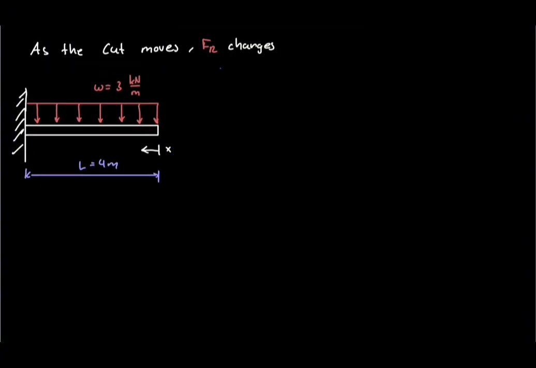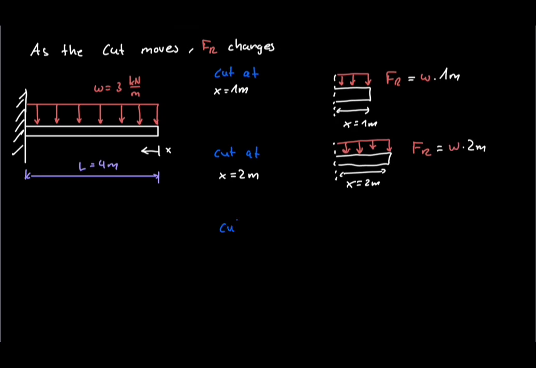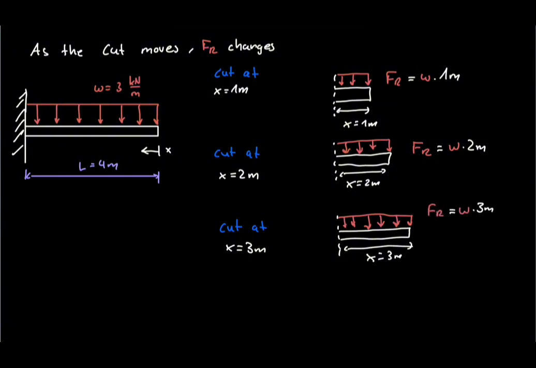As the cut moves toward the wall, the isolated beam segment becomes longer, so more distributed load is included. For a cut 1 meter from the free end, the equivalent force is the load intensity multiplied by 1 meter. For a cut 2 meters from the free end, it is the load intensity multiplied by 2 meters. For a cut 3 meters from the free end, it is the load intensity multiplied by 3 meters. In general, the equivalent force equals the load intensity multiplied by the loaded length.